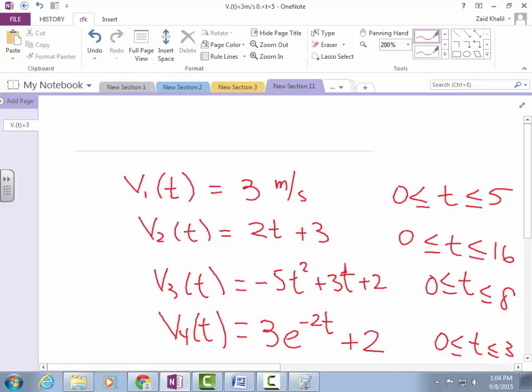In other words, these are nice, smooth functions that don't have abrupt gaps at any times in those time intervals. All of those define instantaneous velocities. In other words, you can ask what is v1 at 2 seconds? It's 3. You can ask what is v2 at 5 seconds. v2 at 5 seconds is going to be 13.